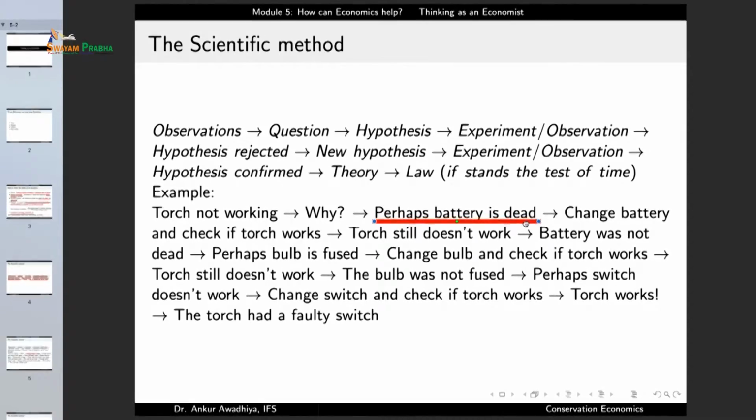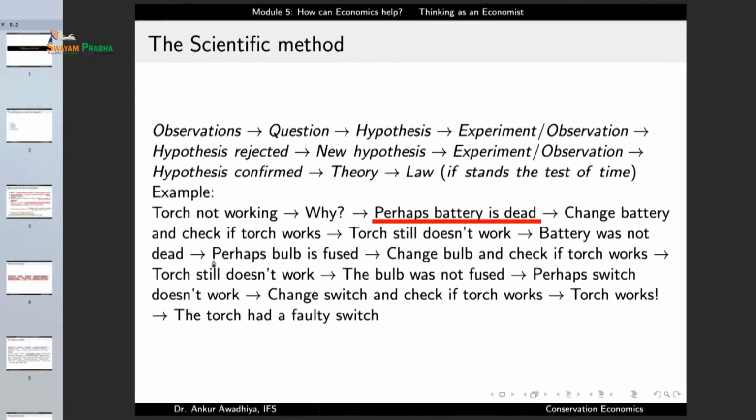Now, how do you check whether this is the correct hypothesis? Well, you change the battery or you charge the battery and check if the torch works. Now, if the torch still does not work, then our hypothesis that the battery is dead is wrong. Because if this hypothesis was correct, the torch should have worked when you change the battery or when you charge the battery. So we reject this hypothesis that the torch is not working because the battery is dead.